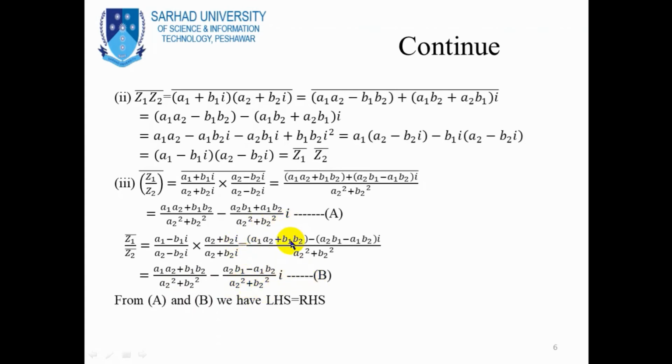Now from equation number A and equation number B, left hand side is equal to right hand side. So the conjugate of Z1 divided by Z2 is equal to Z1 conjugate divided by Z2 conjugate.